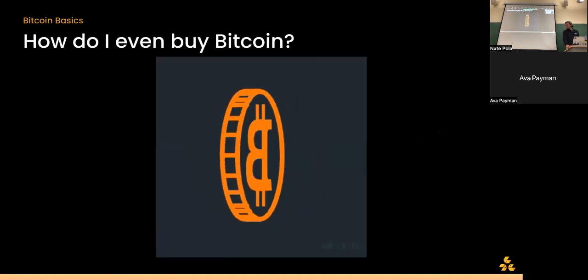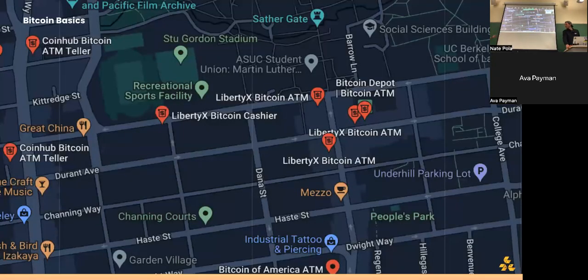You can go to any of these locations on campus. They have Bitcoin ATMs, which spit out a public key and a private key, and you basically own that amount of Bitcoin with your ATM. You guys remember the Punjabi Dhaba? Did you notice the Bitcoin ATM in there? There's a Bitcoin ATM in there. Take a look next time you go.